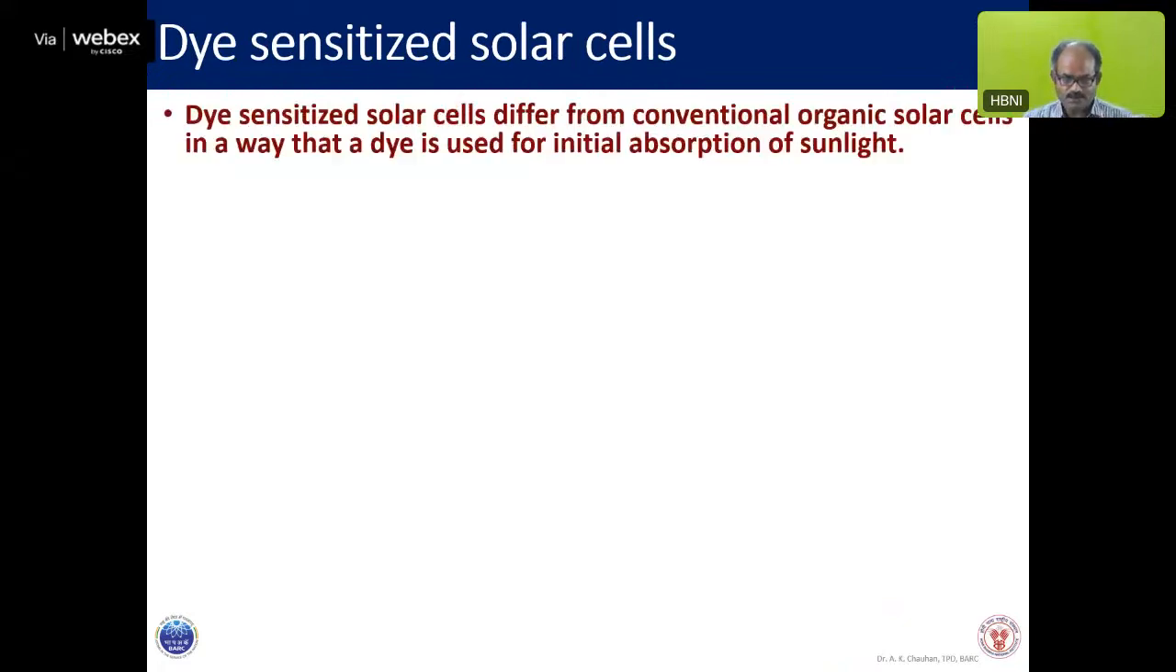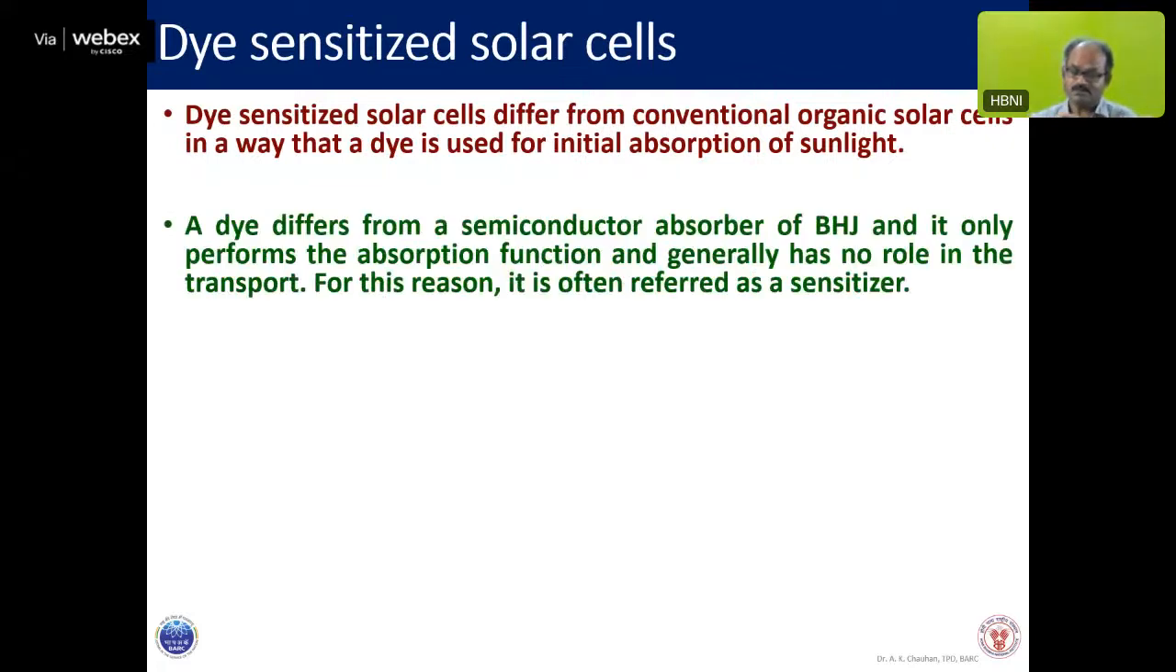Now this was regarding the polymer solar cells. Next class of devices comes as dye sensitized solar cells. So dye sensitized solar cells differ from conventional organic solar cells in a way that dye is used for absorption. Dye is basically a colored compound which absorbs certain radiation.